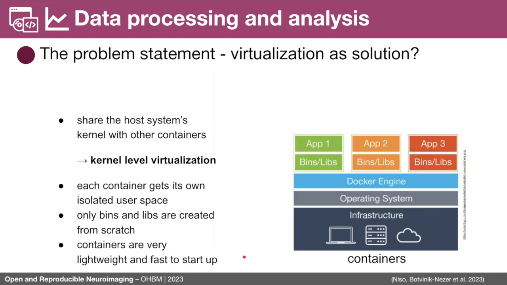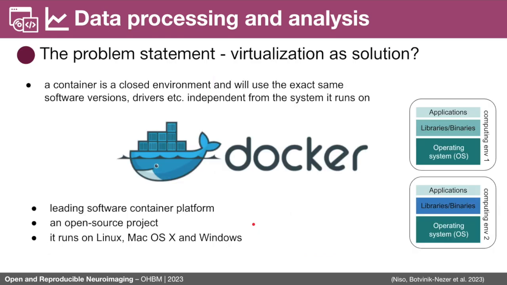Software containers, in comparison, actually do share the host system kernel with other containers and applications, as you can see here. It's thus referred to as kernel level virtualization. And each container gets its own isolated user space, and only the binaries and libraries are created from scratch, as you can see here. So containers are way more lightweight and faster to start up and maintain than virtual machines. With the leading application and system for this being Docker.